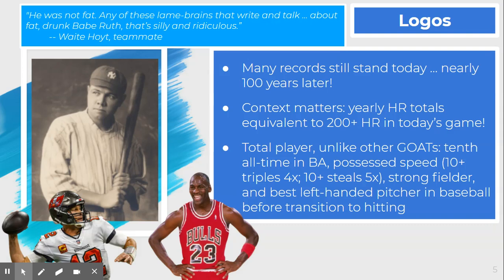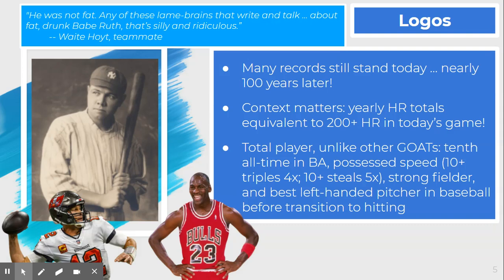Also, I talk about the historical context right here. Back in the day, Babe Ruth, his yearly home run totals accounted for about 6% of all the home runs hit in baseball. To do that now, the equivalent would be like a hitter smashing 200 plus homers in a single season. Ridiculous. Or could you imagine Michael Jordan averaging 100 points per game over a full season? That's trying to give you a little bit of perspective.